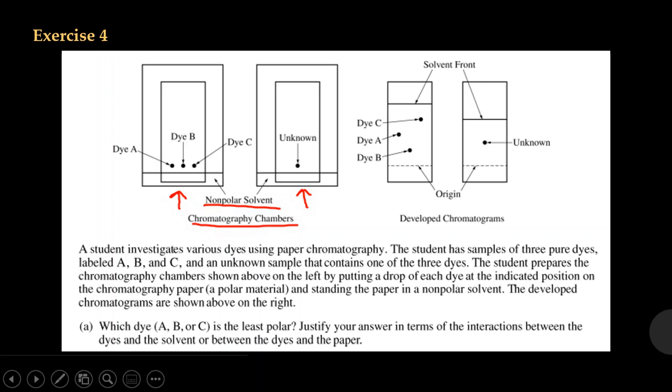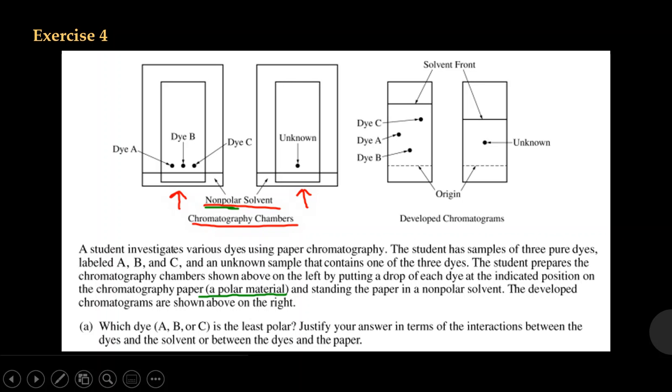This is paper chromatography. The student has samples of 3 pure dyes and an unknown sample. The student prepares the chromatography chambers above and then indicates the position on the chromatography paper, which they tell you right here is a polar material. And they also tell you right there that it's a nonpolar solvent, so you should be looking at the polarity there. Developed in the chromatograms shown over to the right. Now you have your data over on the right, so you can start answering the questions.